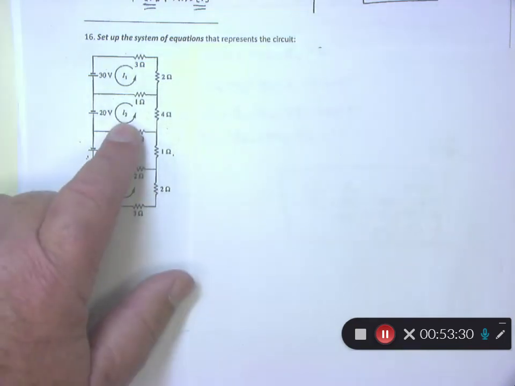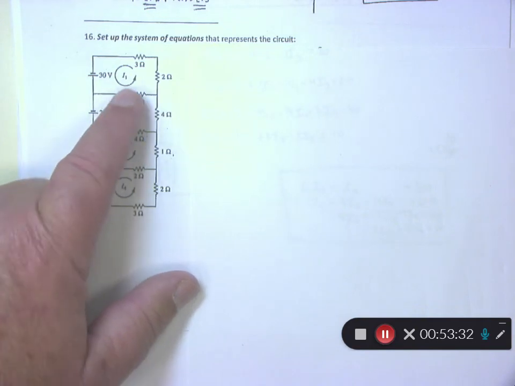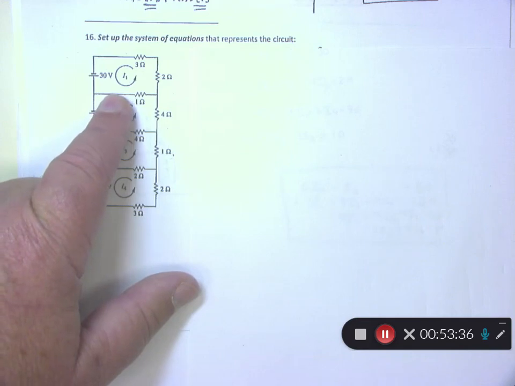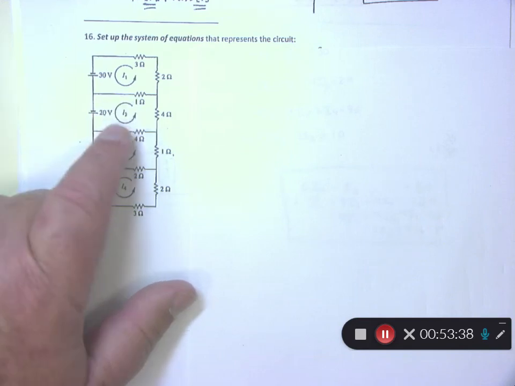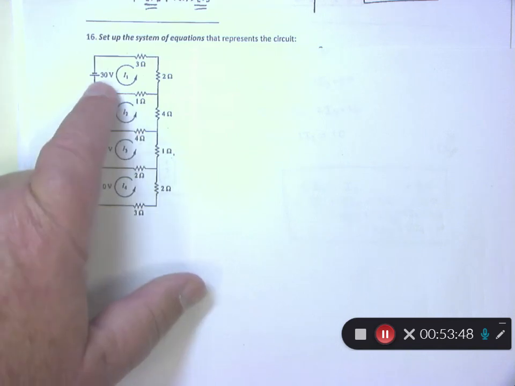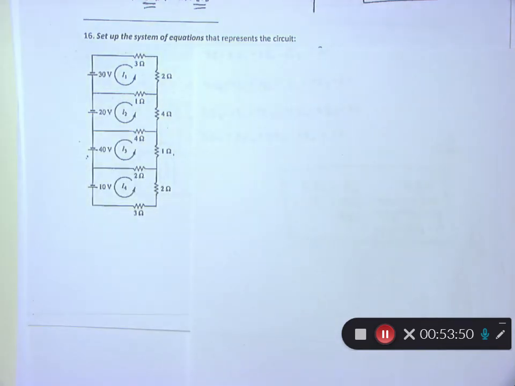I meant I1, I2. This is your I2. So what numbers do you get here? 1 plus 2 plus 3. Was that 6? 6 I1. But this one, I2, is only linked this way in the parallel system here. So minus I2, and that will be equal to 30.